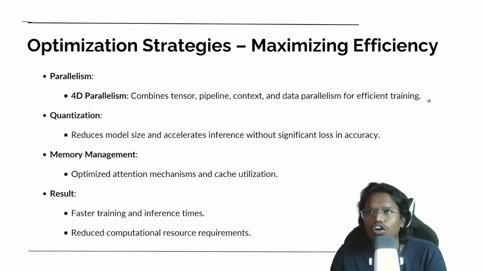Next, what are the optimization strategies you need to do which will maximize your efficiency? First, you'll do parallelism while training. That is 4D. What are the dimensions? First, tensor parallelism, then pipeline parallelism, then there is context parallelism, and then data parallelism. All of these can be done for efficient training.